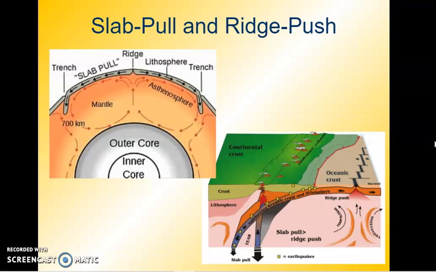Here's another diagram of slab pull and ridge push. We can see the core of the Earth where the heat's coming from. It's heating up the mantle. It's rising, creating that ridge. And this lithosphere is sliding over the asthenosphere into that trench where it's remelted. So slab pull is when it's sinking down at the trench, it's pulling that slab of oceanic crust with it.